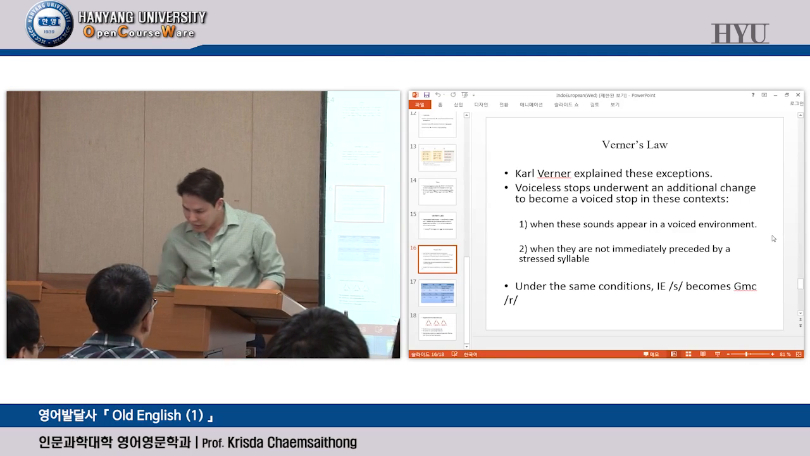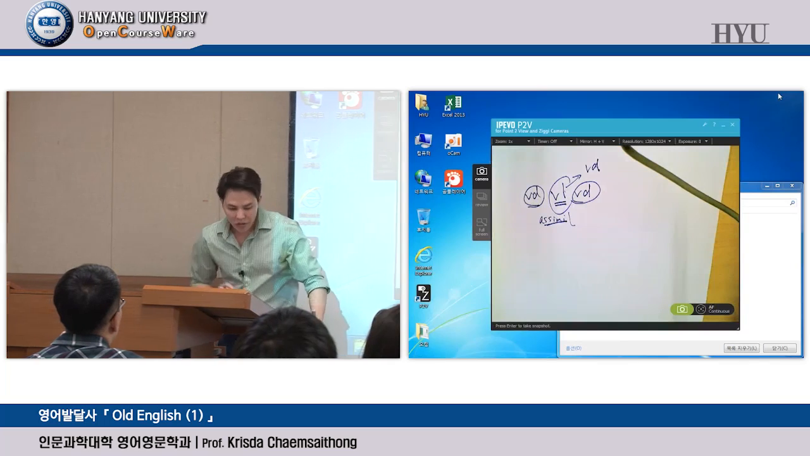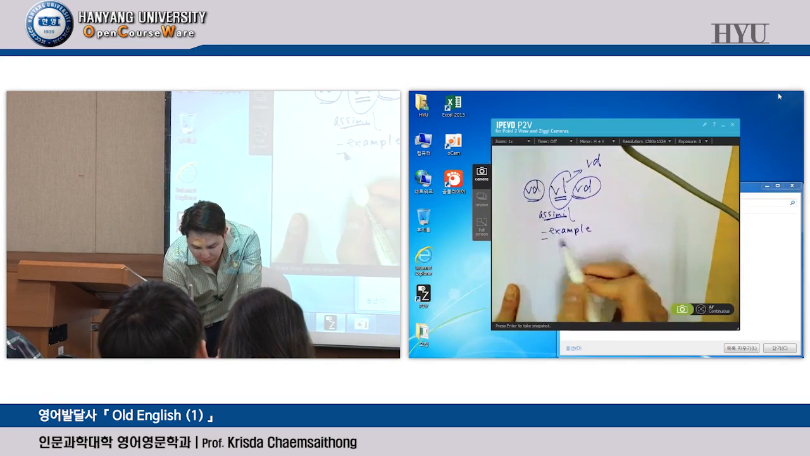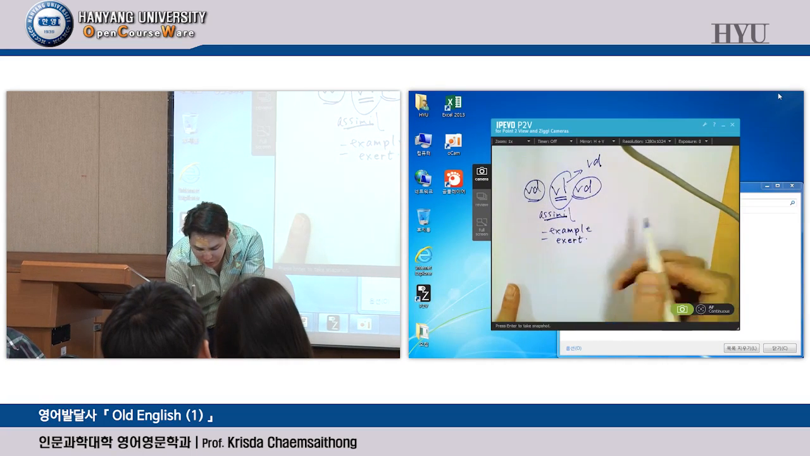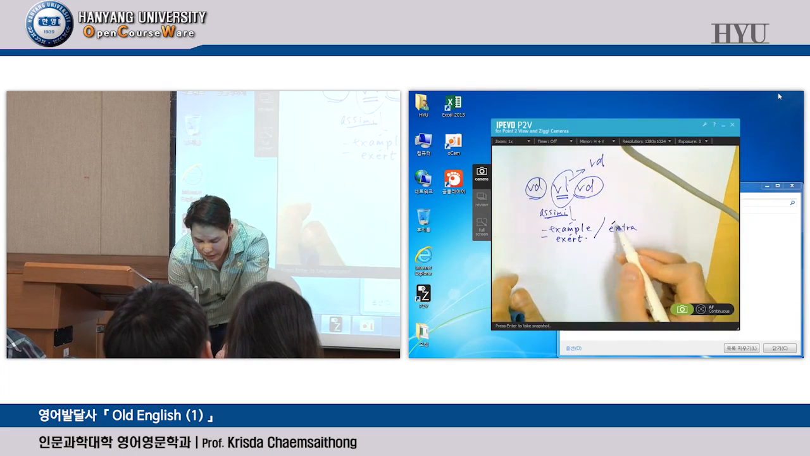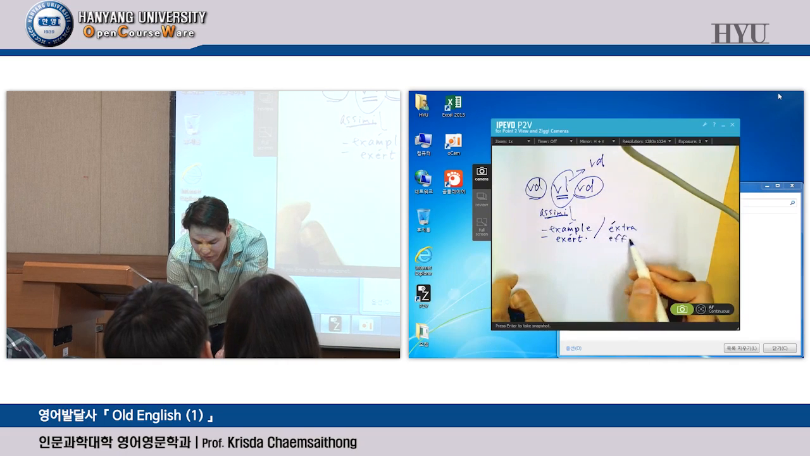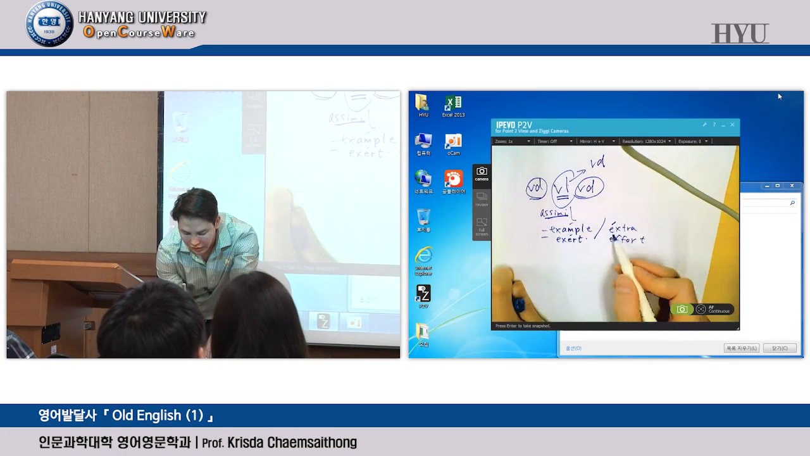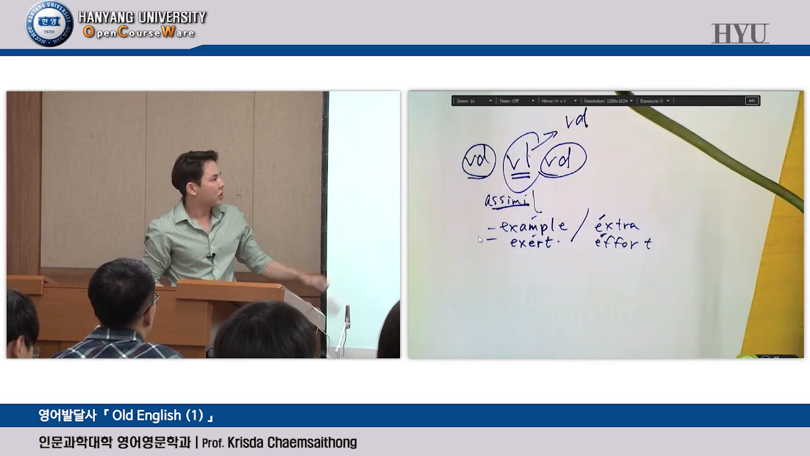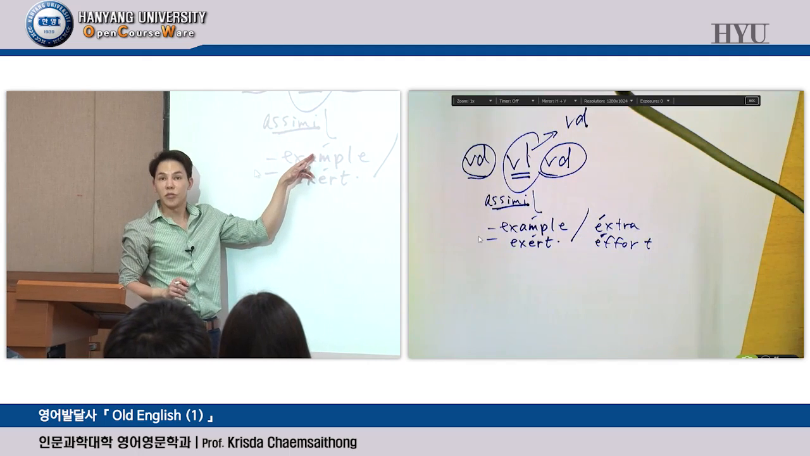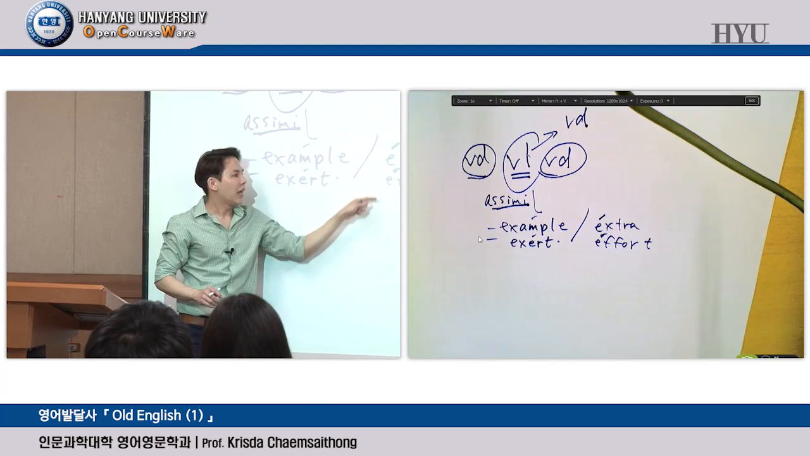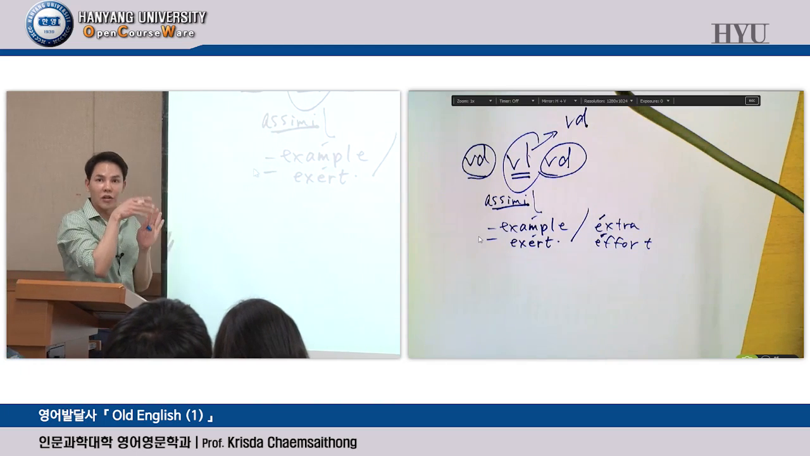So just like this in English, when you have words like example, and you have words like exert, and you have words like extra, and effort. You see that there's this change, right? It has to do with stress. Example, the stress is here. Exert, the stress is here. But extra, the stress is here. Effort, the stress is in the front, right?